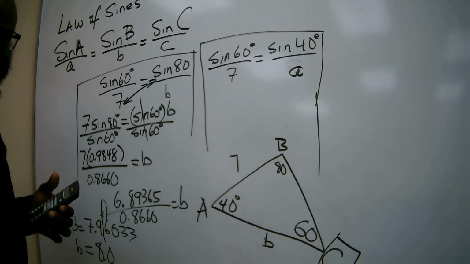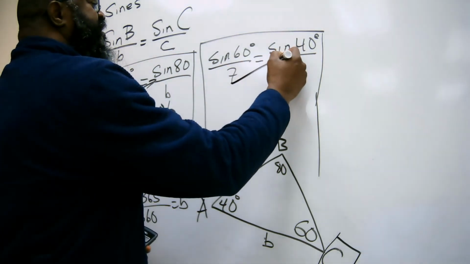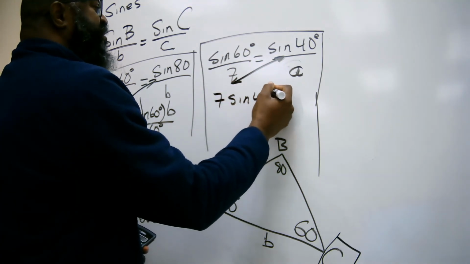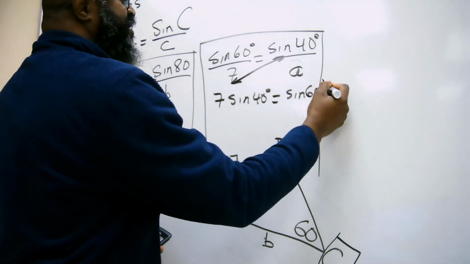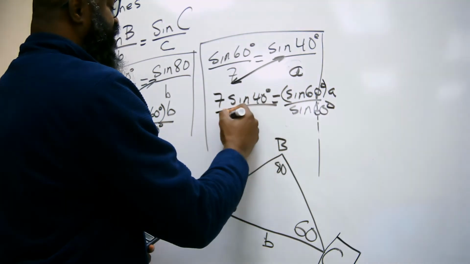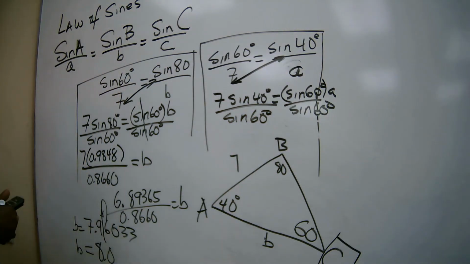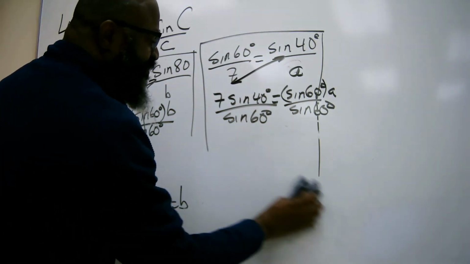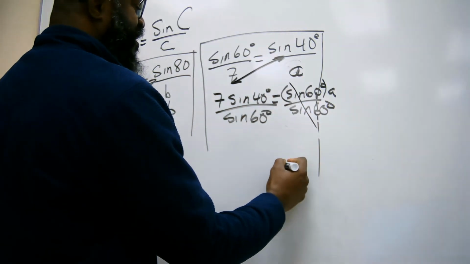We found b. Right? Now we need to find a. We're going to cross multiply. Then we will end up with 7 times sine of 40 is equal to sine of 60 times a. Then you're going to divide both sides by sine of 60. We already know what sine of 60 is, so it's going to be less work. Then get your calculator again and do some computation. Then this cancels out, and you'll end up with a.